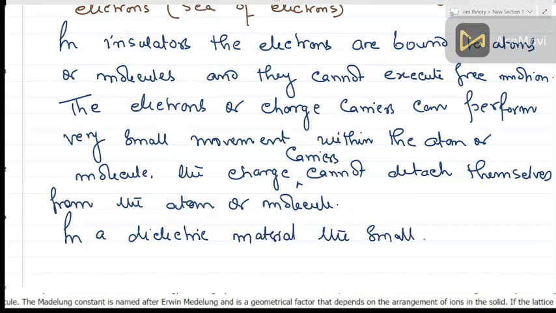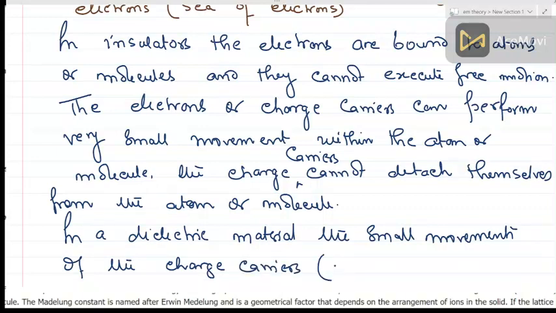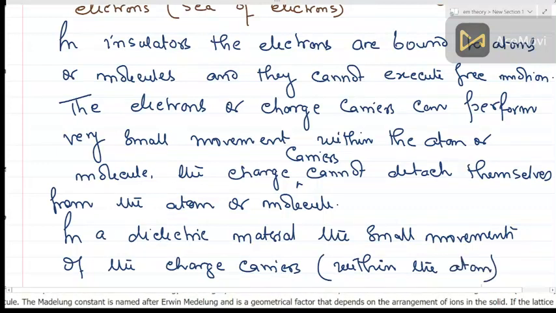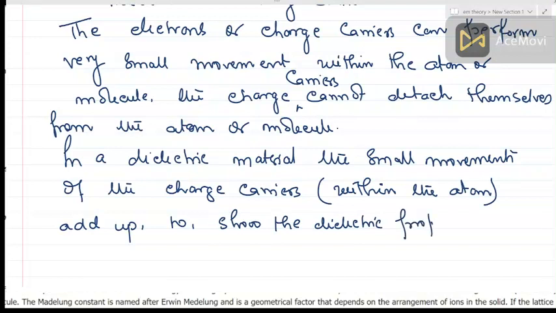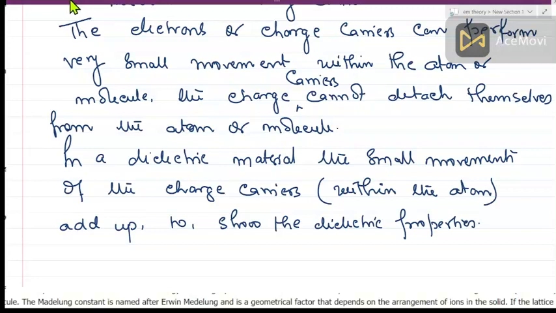So what happens in a dielectric material? In a dielectric material, the small movements of the charge carriers, you can say electrons, within the atom add up, which is called a cumulative effect, to show the dielectric properties.